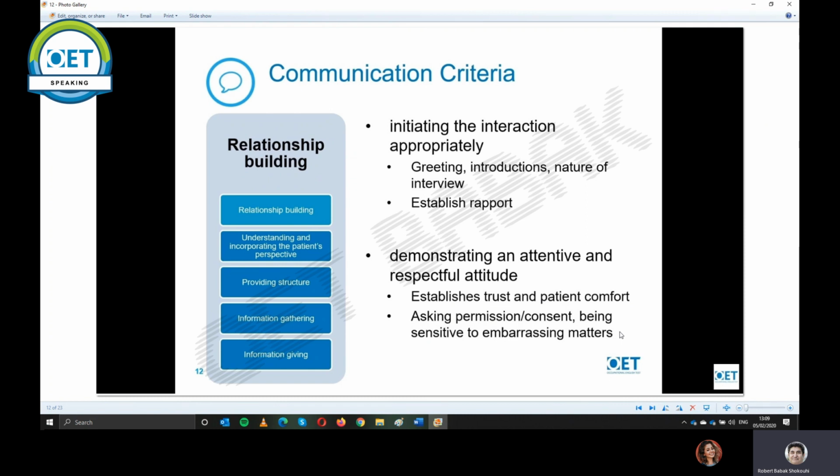And what is attentive? Pay attention. Paying attention. So it means that you need to show the patient that you are paying attention to what they're saying. We will talk about it later in information gathering. Yeah.